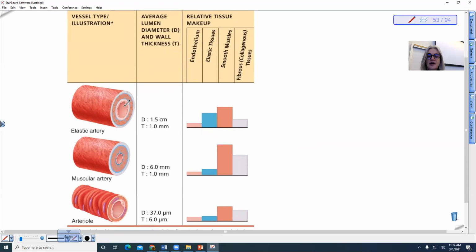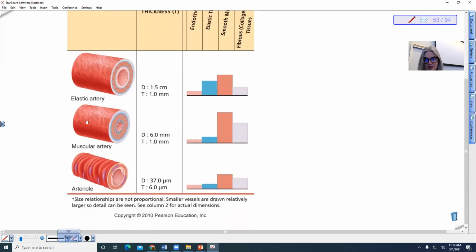So when we look at the diameter, it is typically 1.5 centimeters. That's pretty big, right? 1.5 centimeters, maybe that big. Okay, and so these are the large arteries, and you'll notice that they actually have the most elastic tissue. That's why they're called elastic arteries. Then we have the muscular arteries, and notice they have less elastic tissue, but they have more muscular tissue.